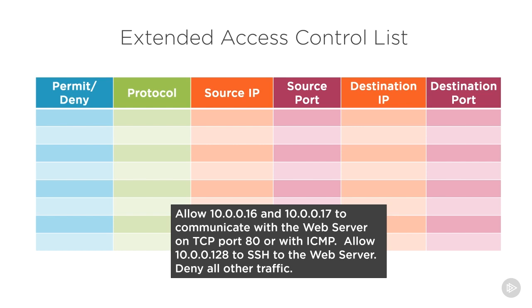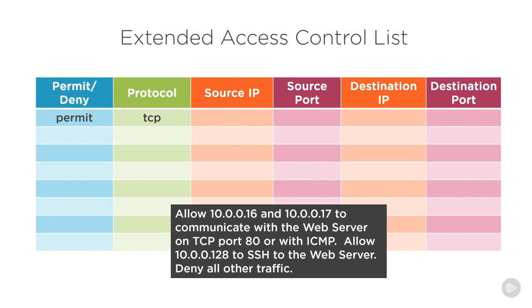So the first one is saying allow 16 and 17 to communicate with the web server on TCP port 80. So let's start with that one. So permit or deny? Well, allow means that we want to permit some traffic. The protocol here is TCP. I explicitly state that because I want to allow access to the web server on port 80. Port 80 is HTTP, which means that we're going to be using TCP at the transport layer.